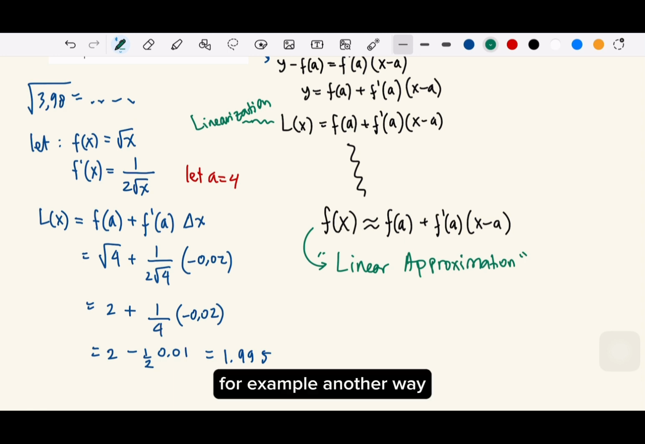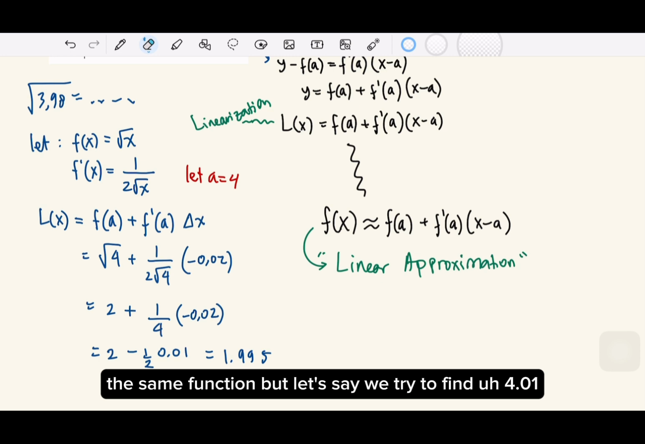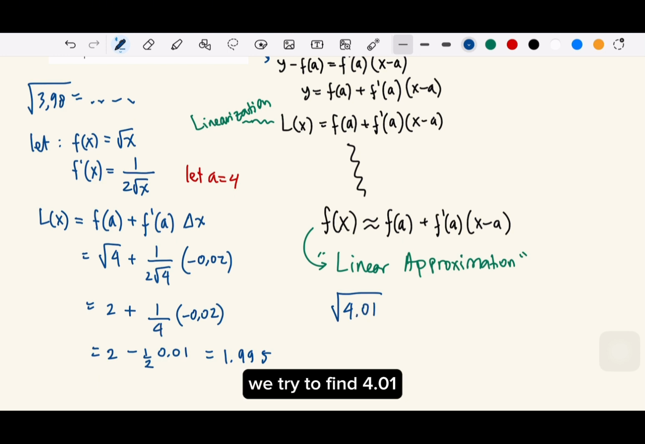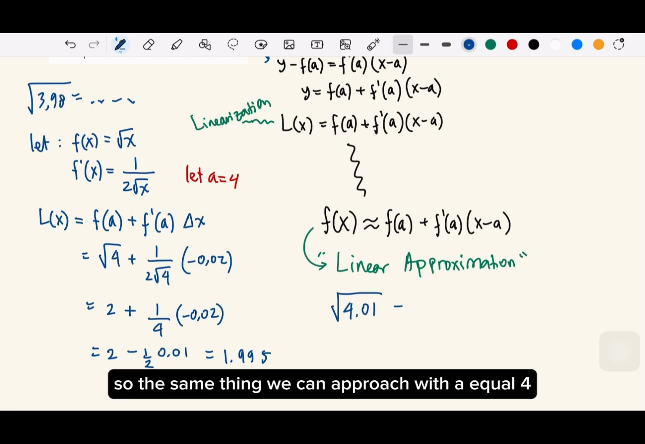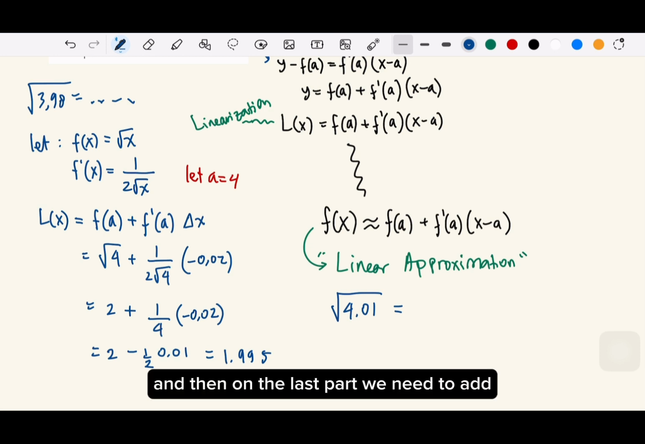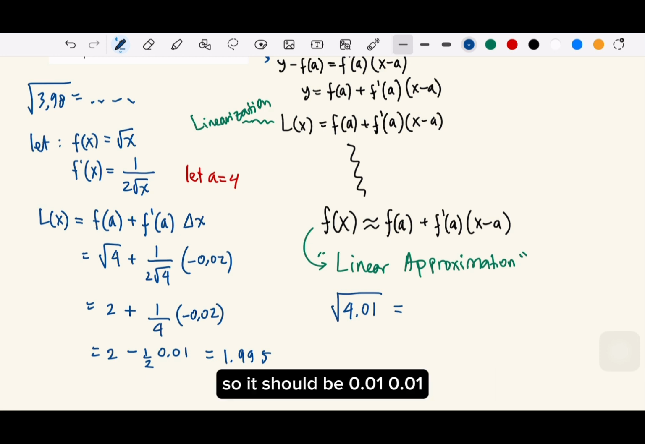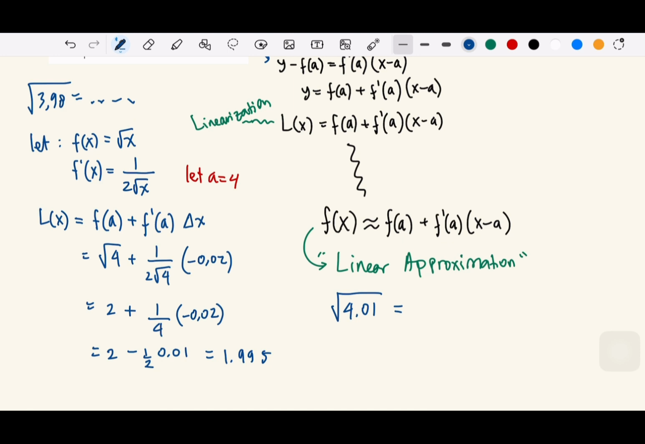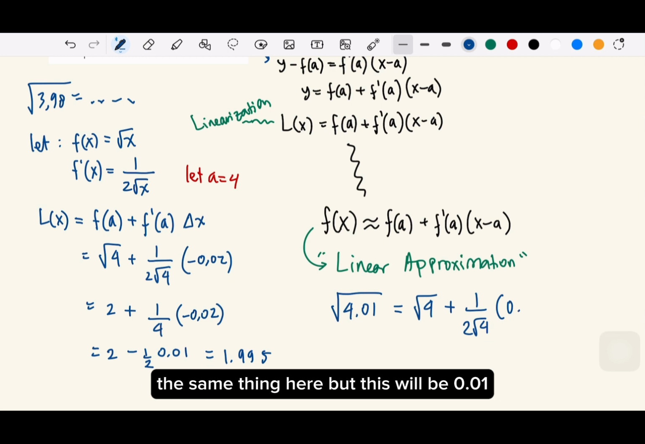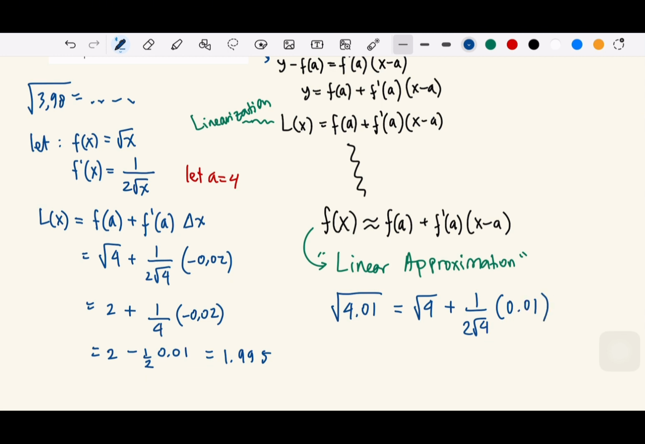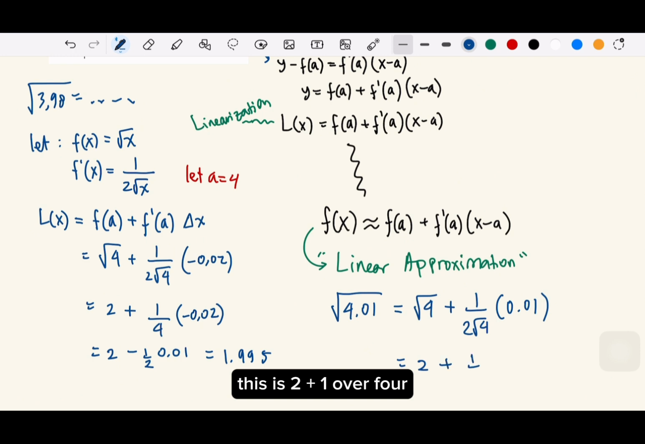For example, another way, the same function, but let's say we try to find 4.01. We try to find 4.01. So the same thing, we can approach with a equal 4, because 4 is something that we can square easily. And then on the last part, we need to add 0.01. So same thing here, but this will be 0.01. This is 2 plus 1 over 4.